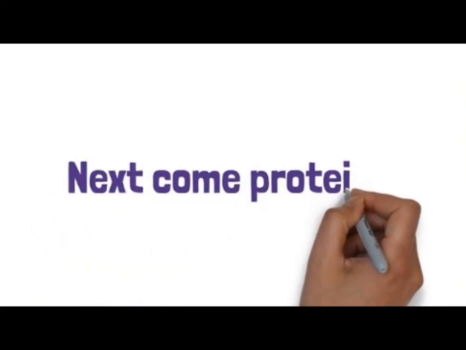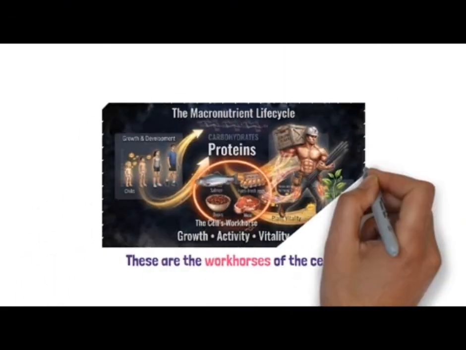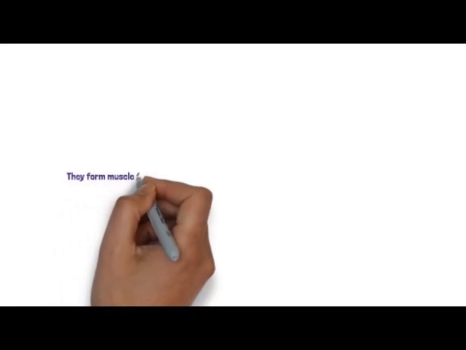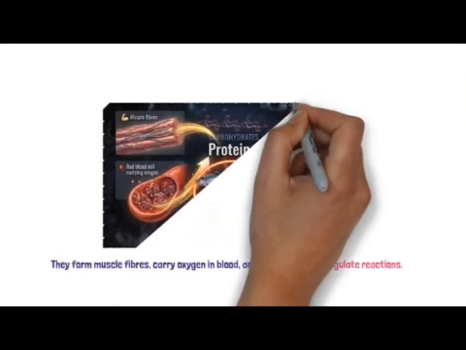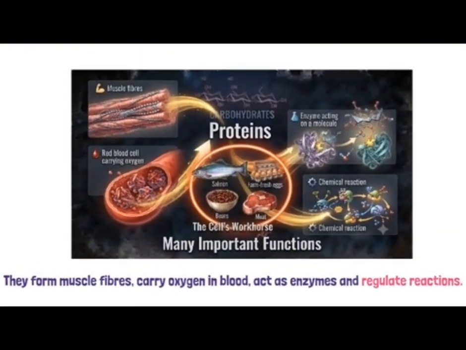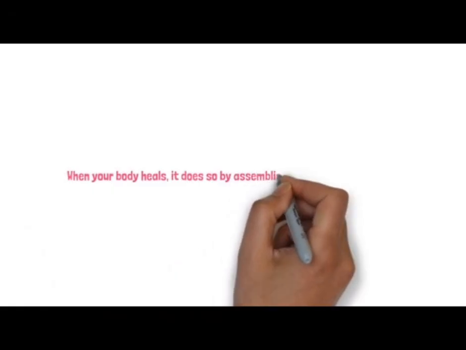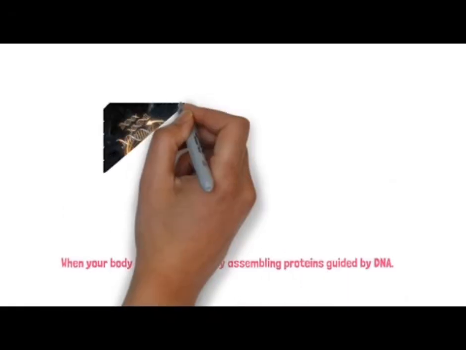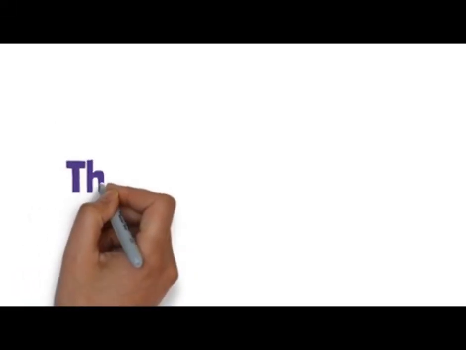Next come proteins. These are the workhorses of the cell. They form muscle fibers, carry oxygen in blood, act as enzymes, and regulate reactions. When your body heals, it does so by assembling proteins guided by DNA.